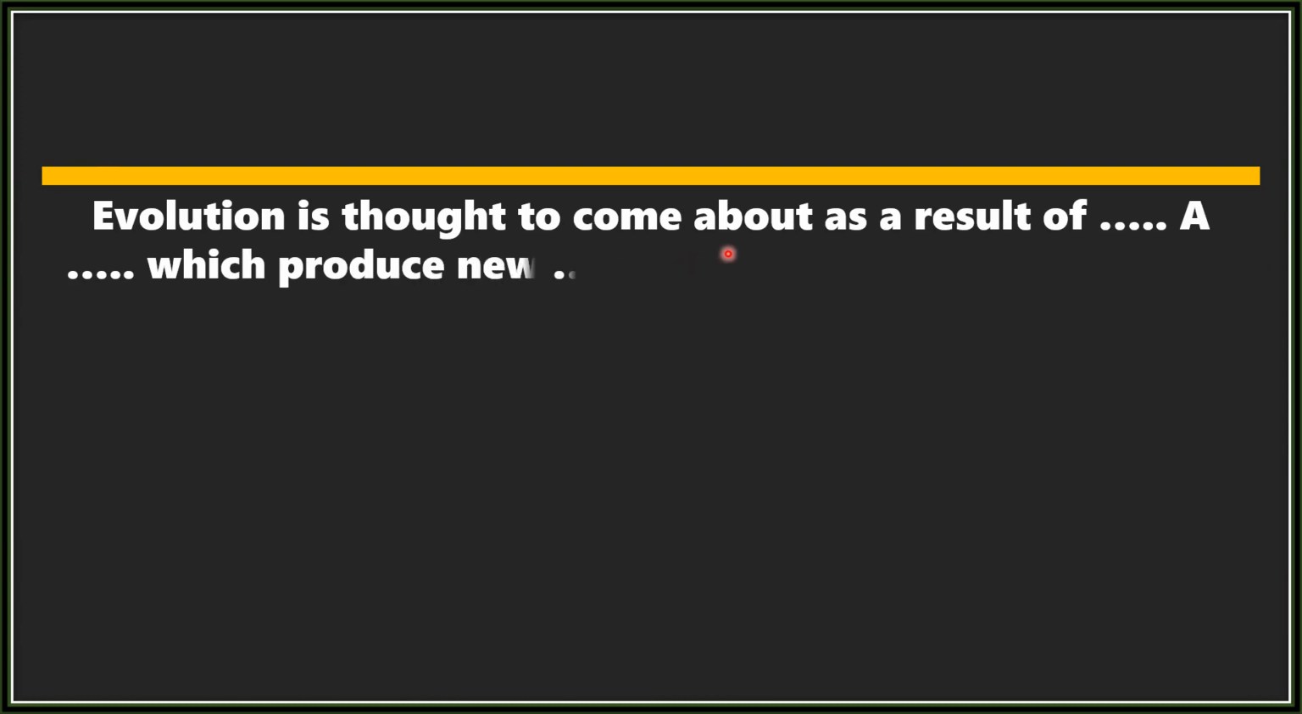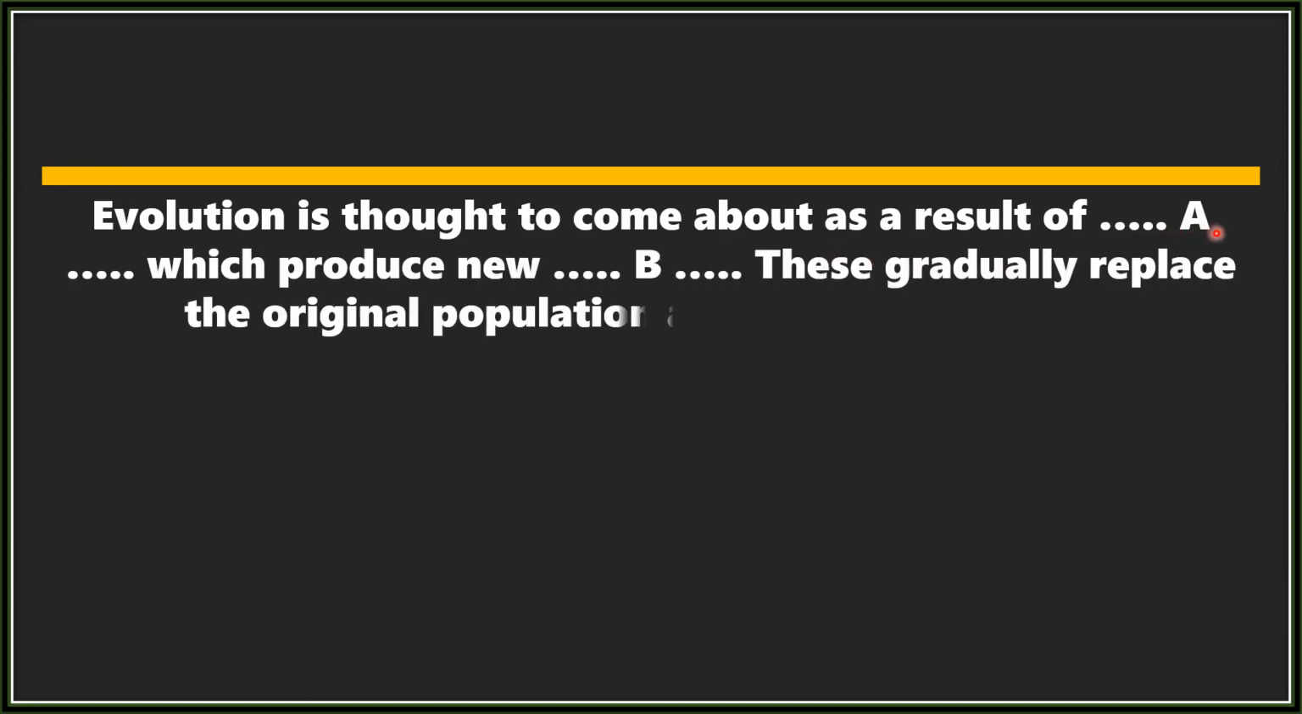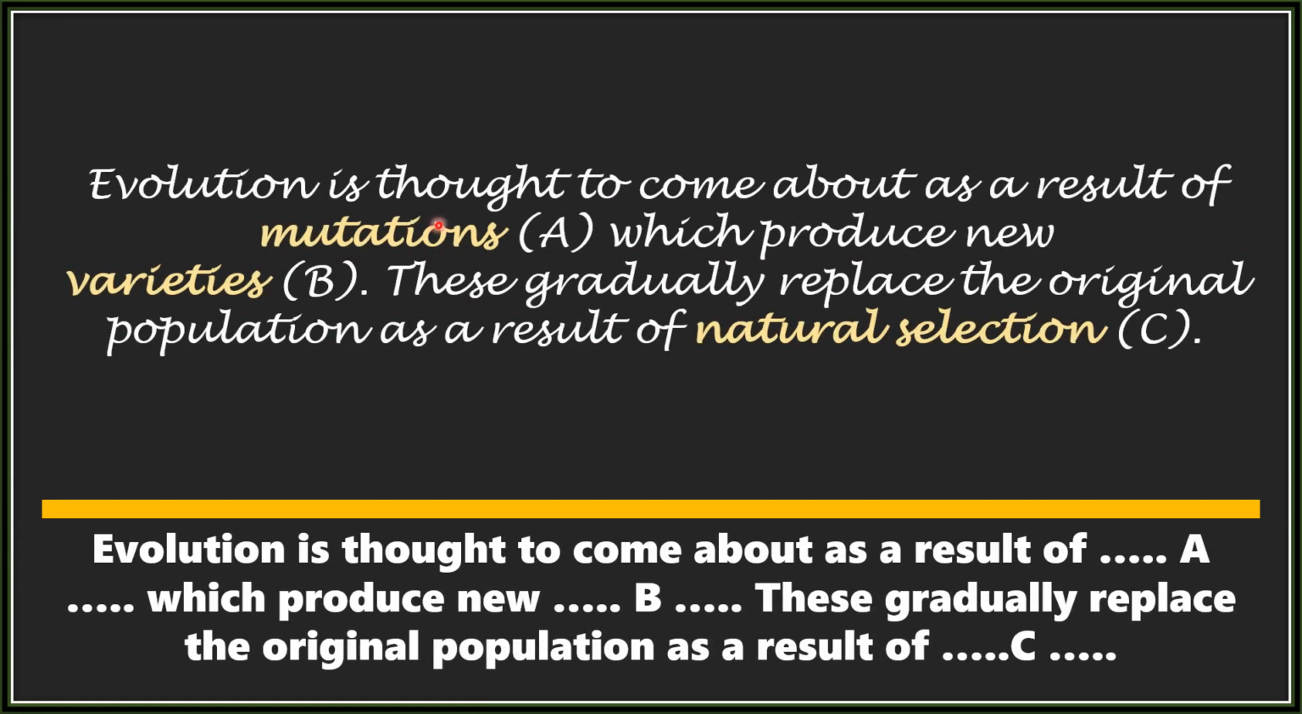Evolution is thought to come about as a result of dash, which produces new dash. This gradually replaces the original population as a result of dash. Evolution is thought to come about as a result of mutation, which produces new varieties. This gradually replaces the original population as a result of natural selection.